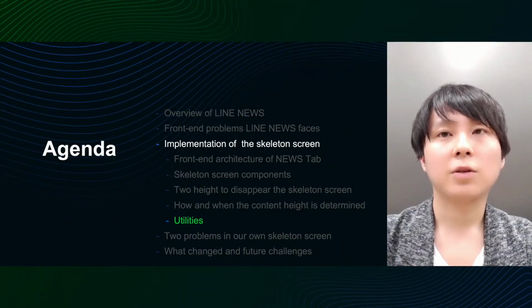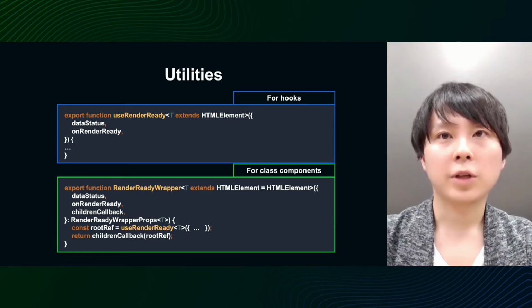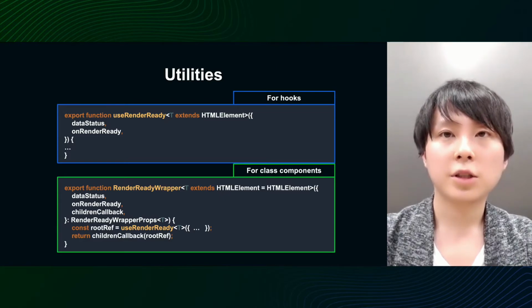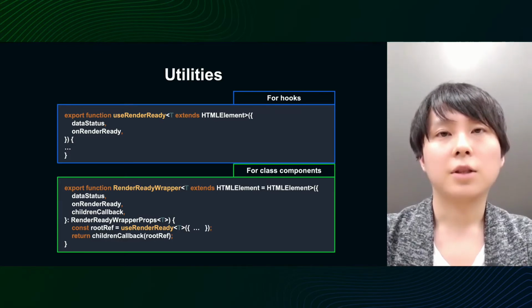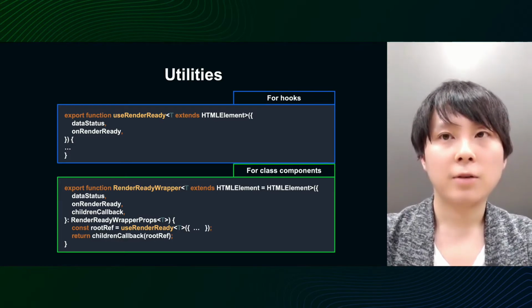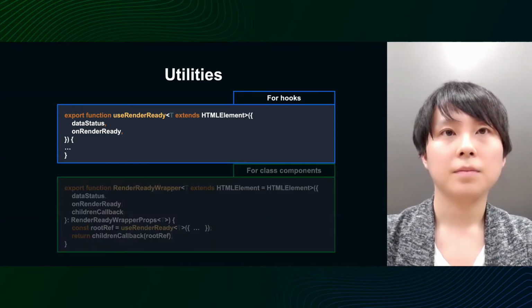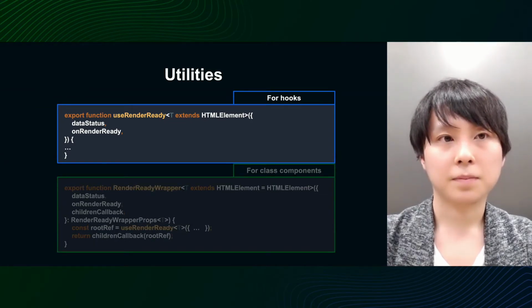Finally, we have implemented a utility to improve development efficiency. We have prepared two utilities, useRenderReady and RenderReadyWrapper, to pass the height and index of the component. Both of them have the same function, but they are separated for hooks and for class components. Basically, priority is given to the use of hooks, and when this is not possible, the component utilities are used. Today, we will take an in-depth look at the use of hooks.